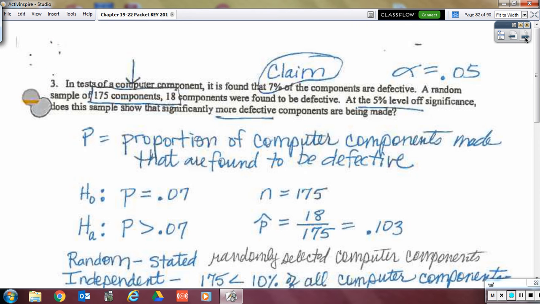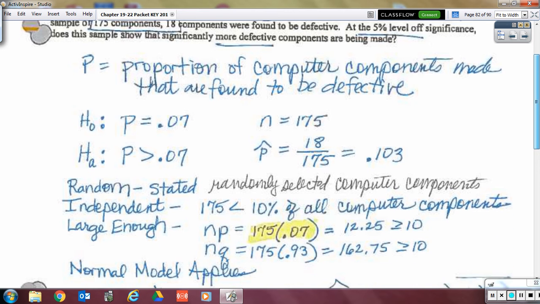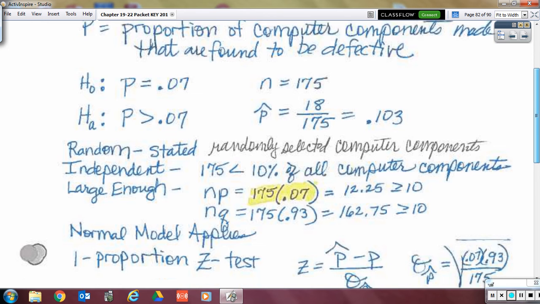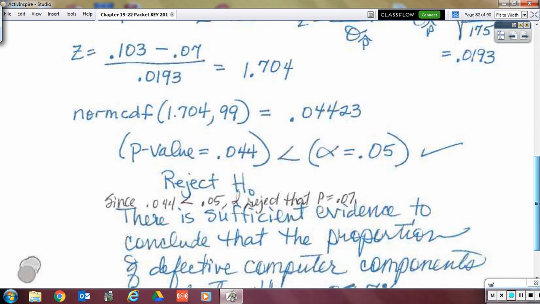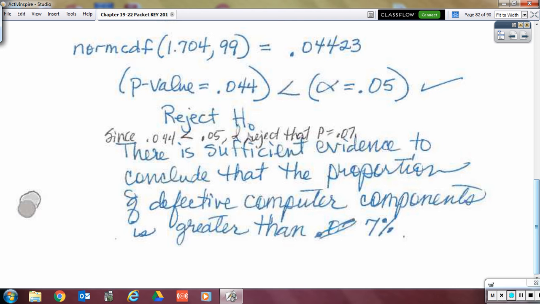So also then number 3 was a 1 proportion z-test, okay, against the claim of it being 0.07. And so then we ended up rejecting the null hypothesis, and I'll let you take a look at that.